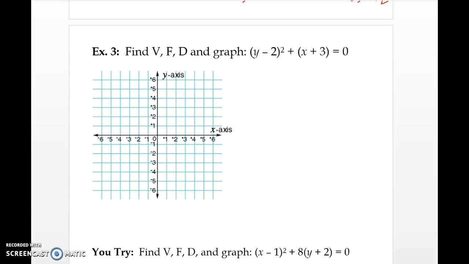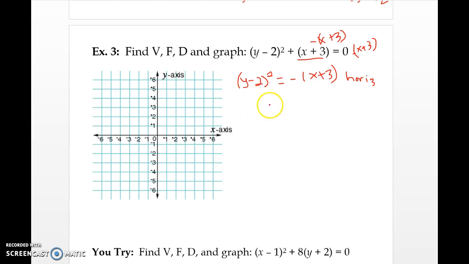Here, find your vertex, focus, directrix, and graph if you get your equation like this. Well, we can just move this over because we only want the squares on one side. So if you subtract this whole parenthesis from both sides, you then get y minus 2 quantity squared equals negative quantity x plus 3. Your x is single, so this is going to be horizontal.